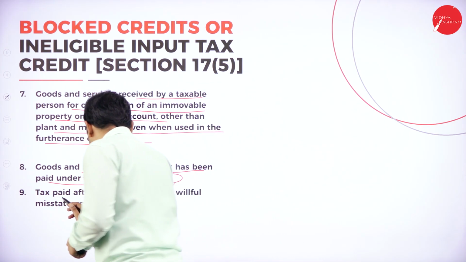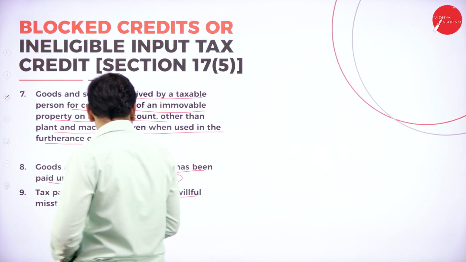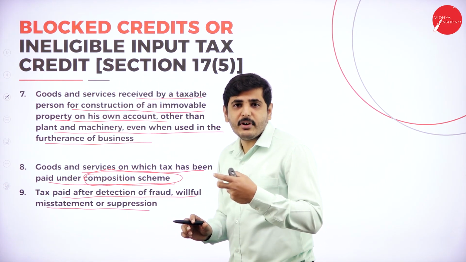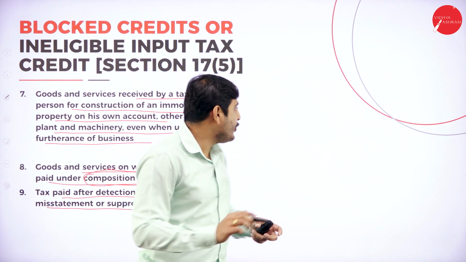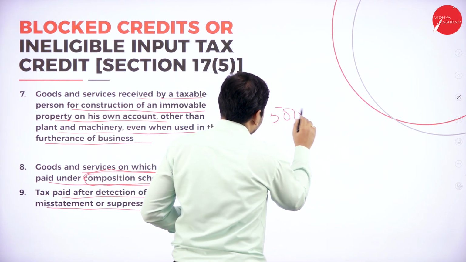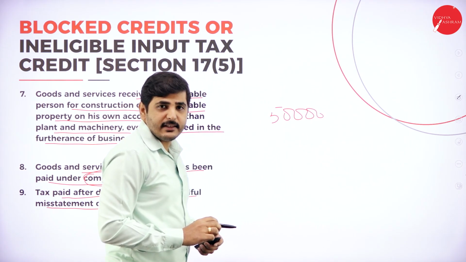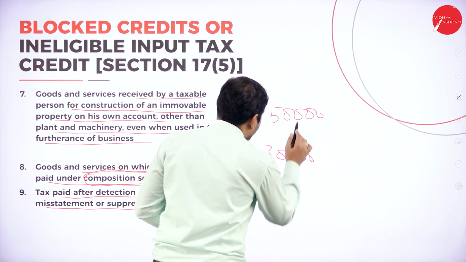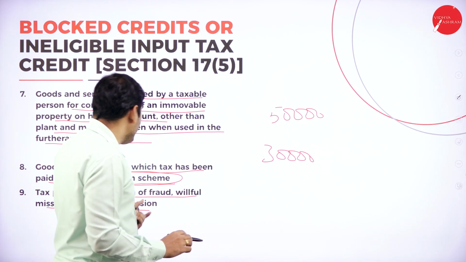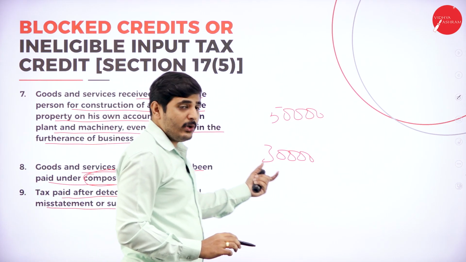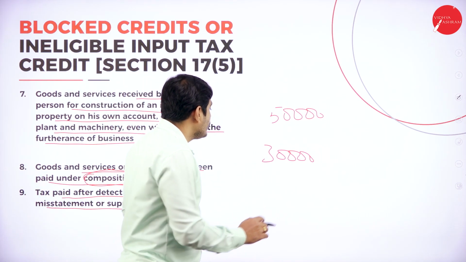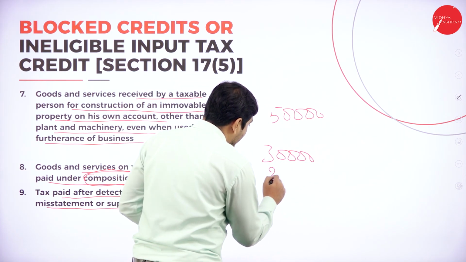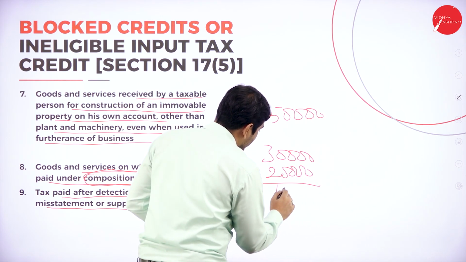Next point, tax paid after the detection of fraud, willful misstatement or suppression of any information. For example, I have to pay the government 50,000 rupees of tax, the actual tax, but I show it as 30,000. By misrepresentation or fraudulent activity, I show only 30,000 rupees tax. On this I would get input tax credit to the extent of 20,000 rupees, and 10,000 rupees I have paid as tax.